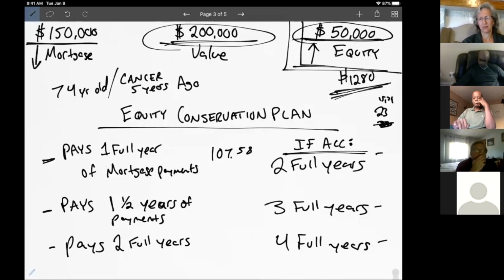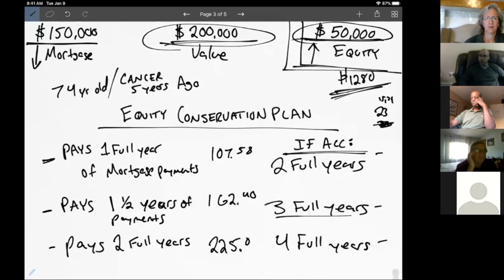And if that was accidental, that would double to 3 full years. If we got approved for that, that would be 162.40. Or we could look at 2 full years of mortgage payments, which would double to 4 full years. If we got approved for that, that would be 225.08. Which one of these makes the most sense? Which one would you feel better about Linda having when something happens to you?